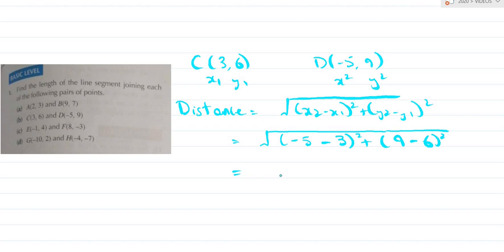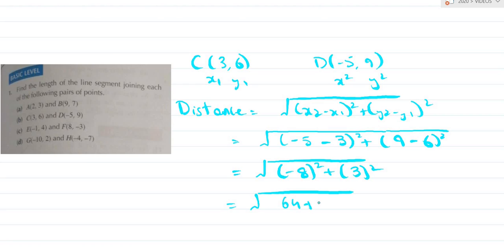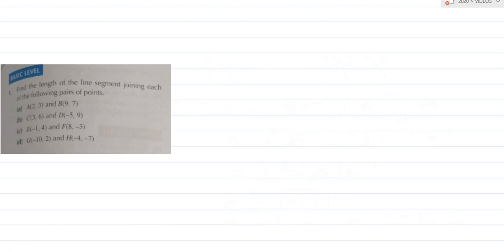Now minus 5 and minus 3 is equal to minus 8. As the signs are the same, you add the numbers, but the sign is negative. And 9 minus 6 is 3 whole square. Now under root, what is the square of minus 8? The square of minus 8 is 64 plus, and the square of 3 is 9. 64 plus 9 is equal to under root 73, and under root 73 is equal to 8.54 units, and hence you have solved the question.